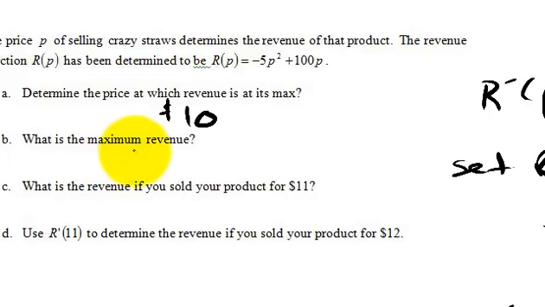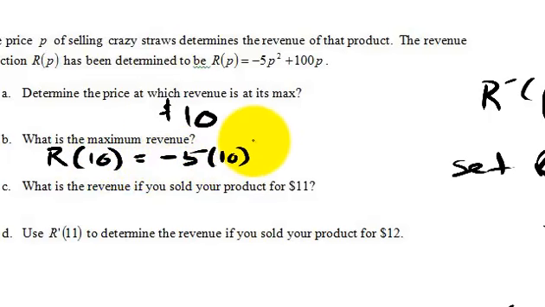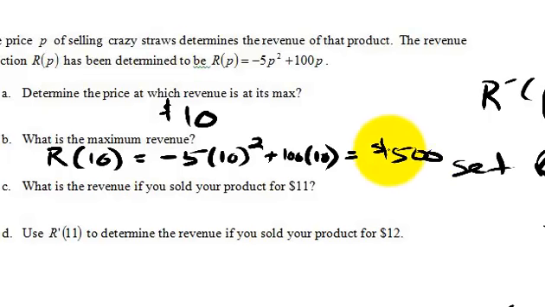Okay, what is the maximum revenue? Well, the maximum revenue would be just to plug in 10. That's negative 5 times 10 squared, plus 100 times 10. So in your calculator, negative 5 times 10 squared, plus 100 times 10, and I get $500. So that's my max. What is the revenue if you sold your product for $11?